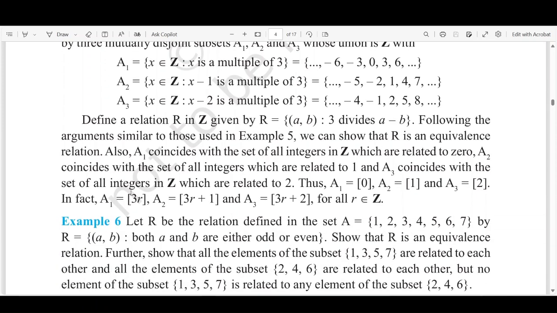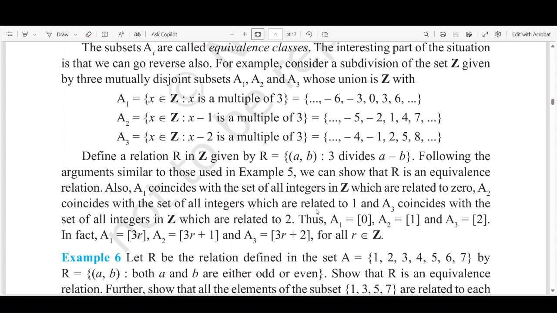They have also defined a relation R in Z, given by the set of all ordered pairs (a, b) such that a minus b is divisible by 3. It is to be noted that this relation R is an equivalence relation. Let us prove that. Number 1, reflexive.